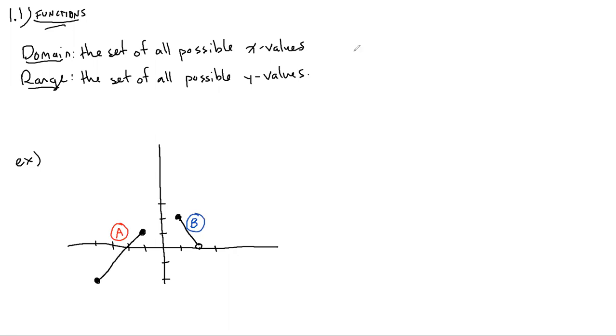So for chunk A, if I look at the domain, it's the x's. The domain is going to be essentially all of these x values from what looks like, according to my graph, and again, I'm not writing the numbers because I'm lazy, but I'll write them out now. That's going to be -4 to -1.